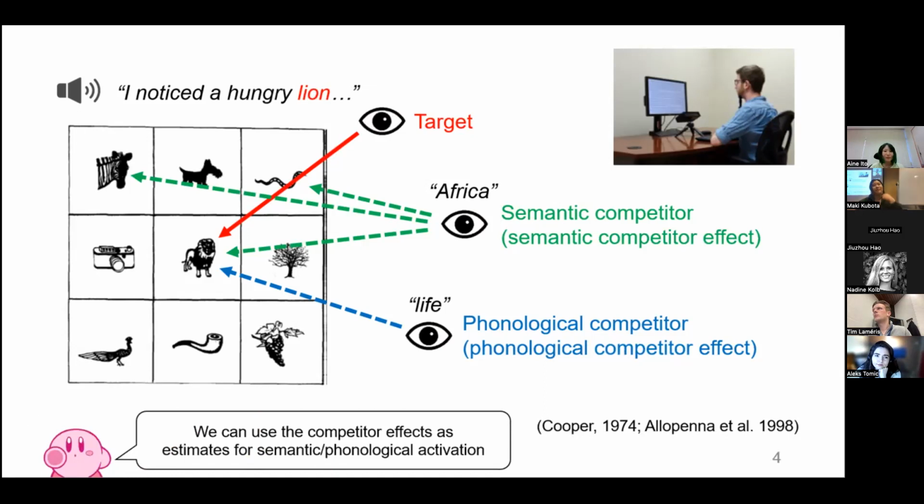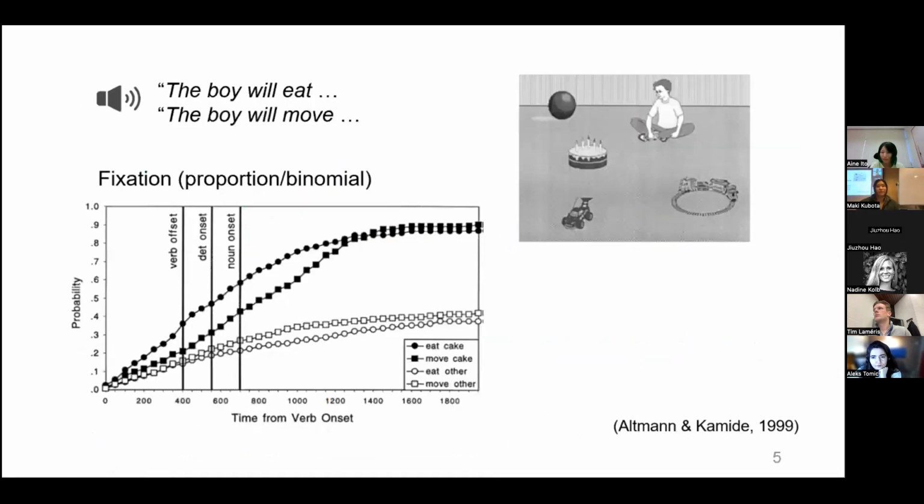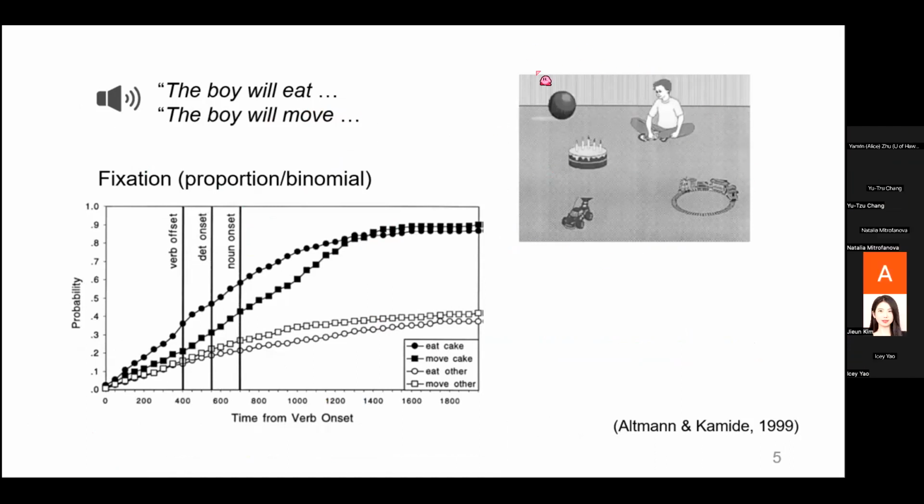Okay, so I've got some example data. This is a study by Altmann and Kamide. They asked participants to listen to two types of sentences, like "the boy will eat the cake" or "the boy will move the cake," while participants are looking at this scene.